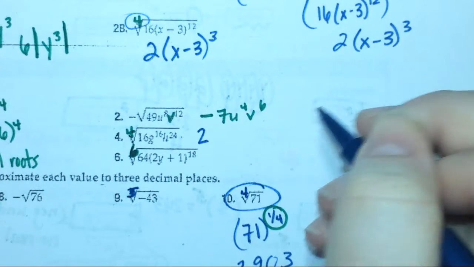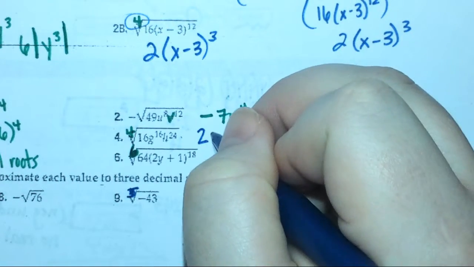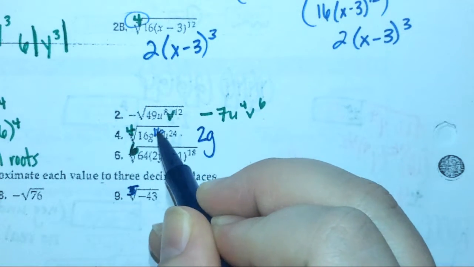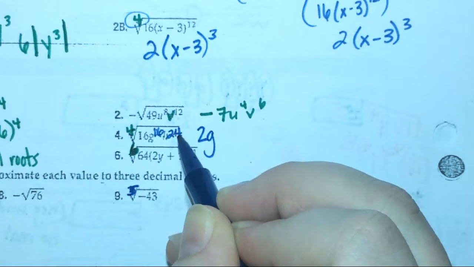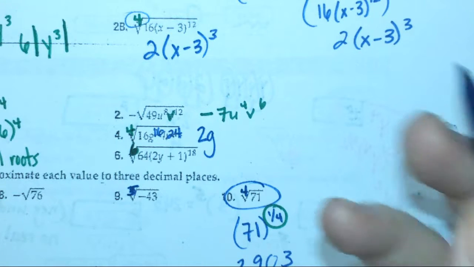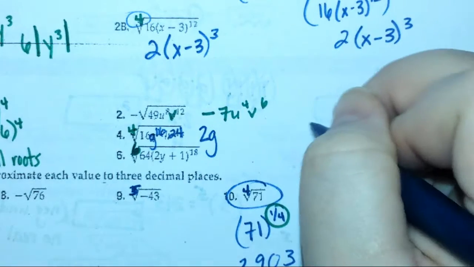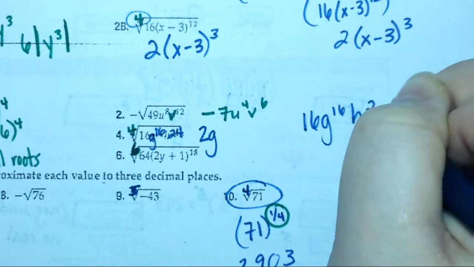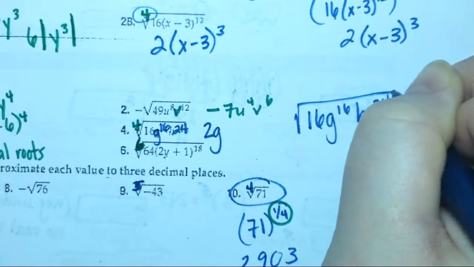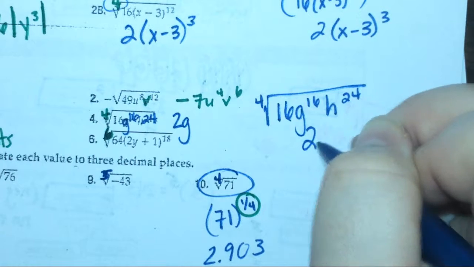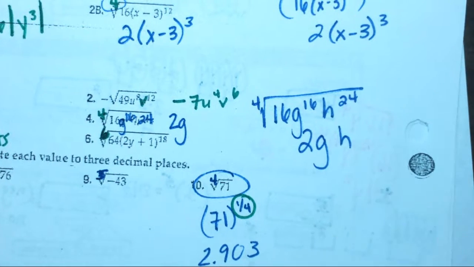It's 2 and then what? G to the, that's a 16 and that's a 24. I assume H because GH would make sense. So it's supposed to be 16, G to the 16, H to the 24 with a 4th. So I get it's 2, and then it's G to some number and H to some number.